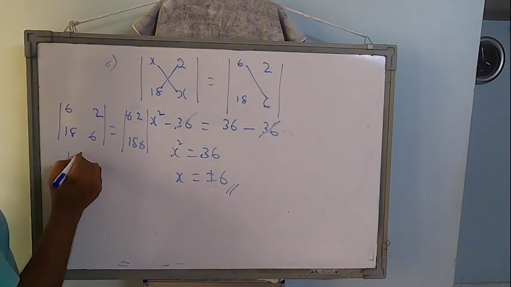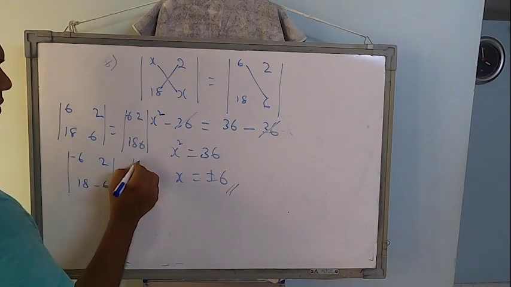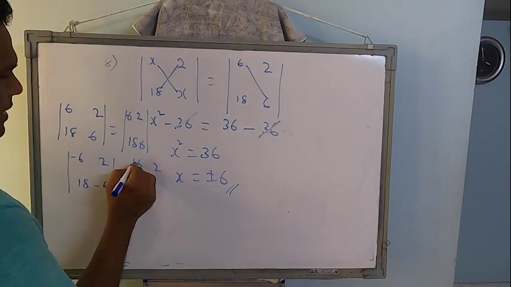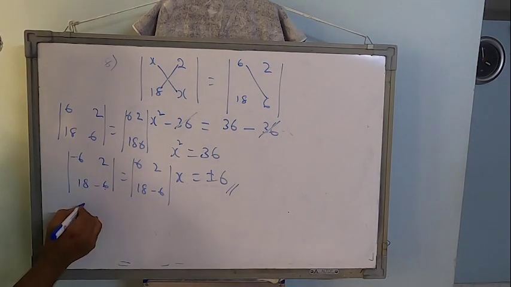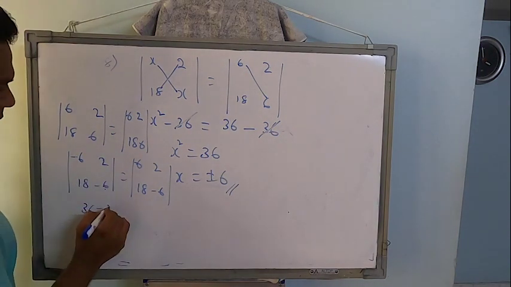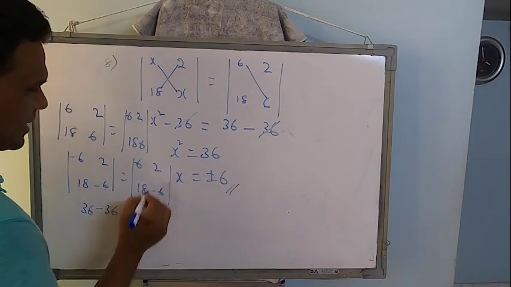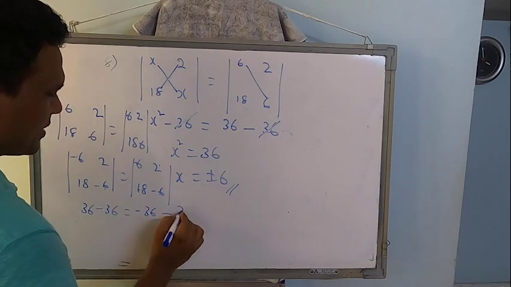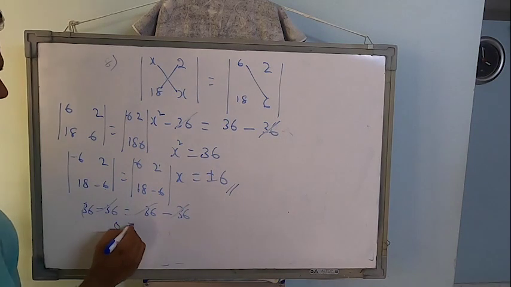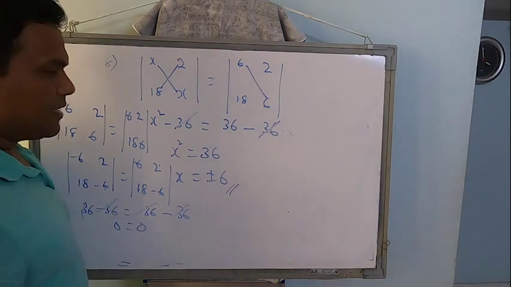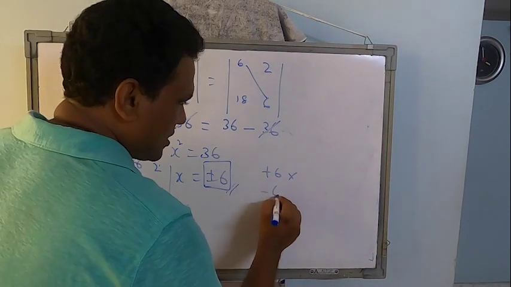What if I put minus 6? Minus 6, 18, 2, minus 6 equal to 6, 18, 2, 6. Let us expand and check now. Minus 6 multiplied by minus 6 is 36, 18 multiplied by 2 is 36, equal to minus 6 multiplied by minus 6, minus 36, minus the product of these two, which will be 36. Anyway, you will get the same answer on both sides. So it should be plus or minus 6, not just plus 6, not just minus 6.